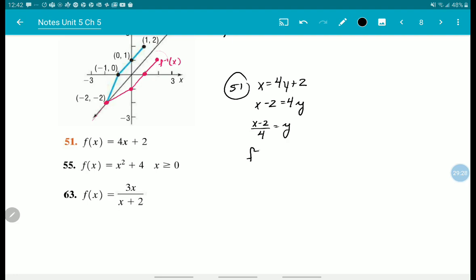I'm going to use the proper notation here. And we could rewrite that as x over 4 minus 2 over 4. Just to clean it up, this is 1/4 x minus 1/2. I would like to see it that way. So there's our inverse. I'm going to write this a little bit neater down here.